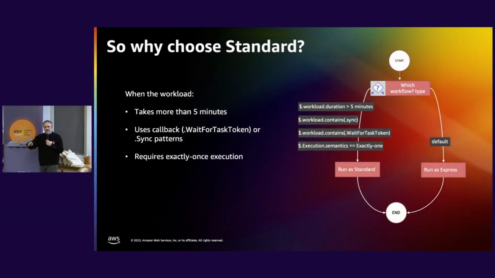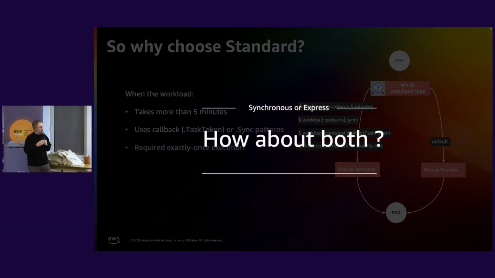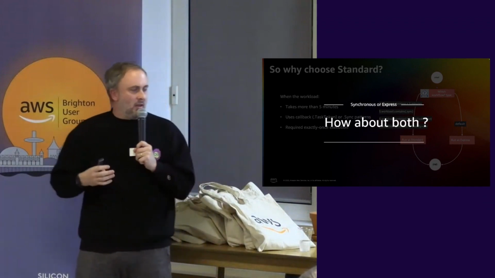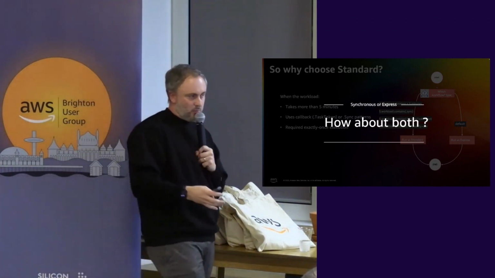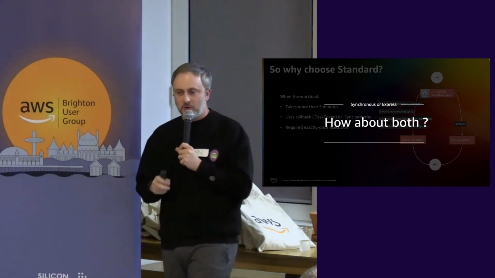So why would you ever run your workflow as a standard workflow when Express is so much cheaper? Well, if it takes more than 5 minutes, sorry, you have to run it as a standard workflow. If it requires exactly once execution, again, you'll need to run it as a standard workflow. But there's things you can do. Like I said before, there's lots of features out there to help you with this. So the takeaway from this is whatever you're building with currently, look into it, see what's coming out next week, see what came out the year before. I'm sure there's something you can do to optimize for cost.